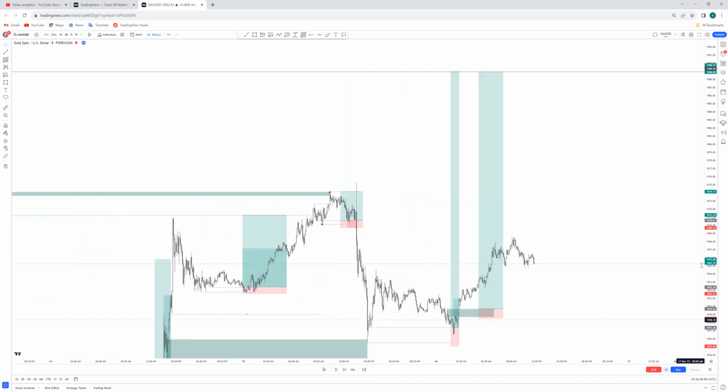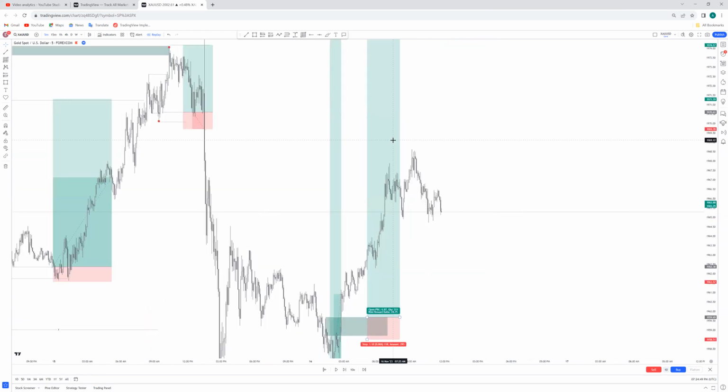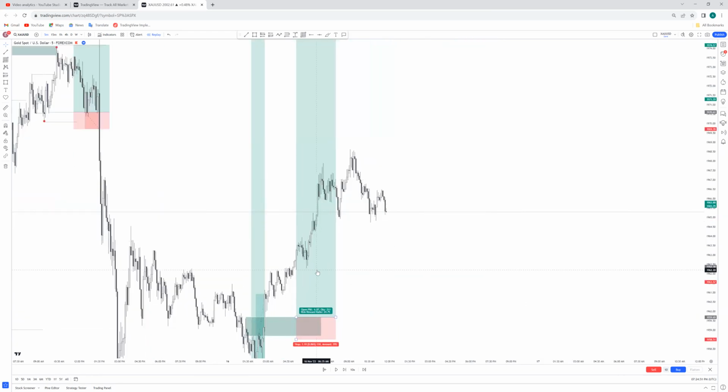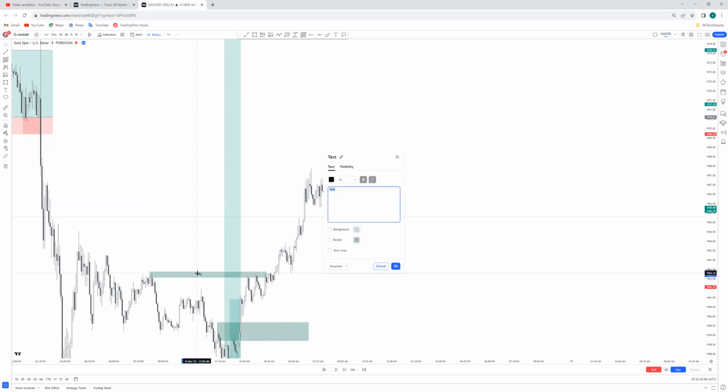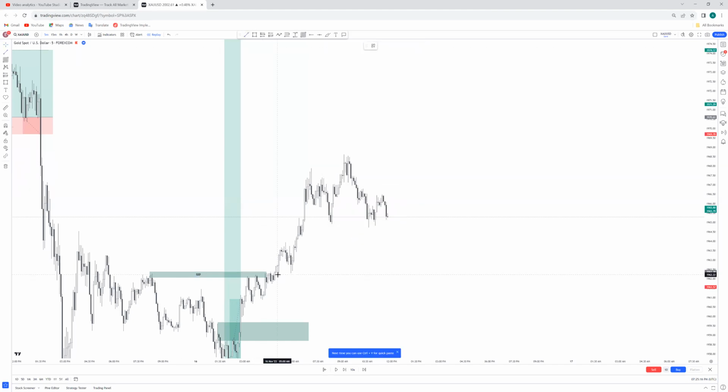Yeah, I think I've seen another entry right here. So this is not going to be valid anymore. We have moved to another range. What can I see here? Okay. I have this demand, and I have liquidity built around it.